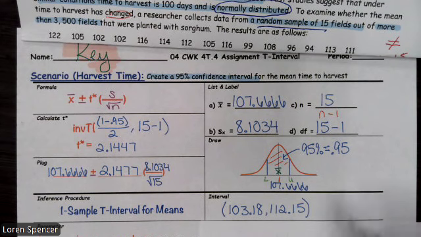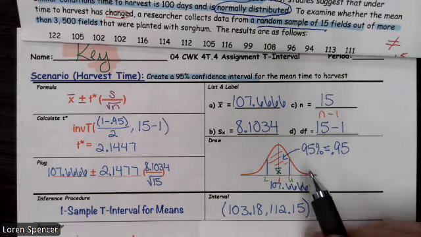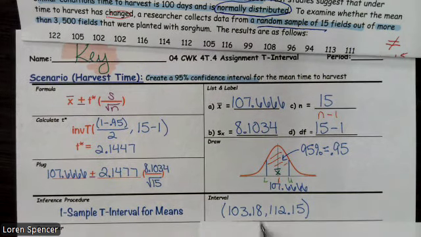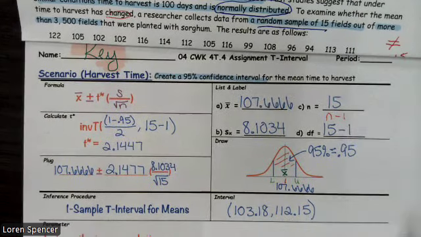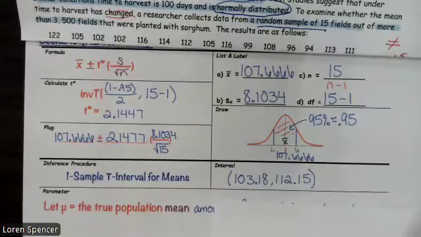And the very fact that it had been 100 days, it seems like it's now taking longer to go to harvest. All right. Somewhere between 3 days and 12 days more than it was at 100 days. So now 100 is not in there. So 100 is not a reasonable estimate anymore.